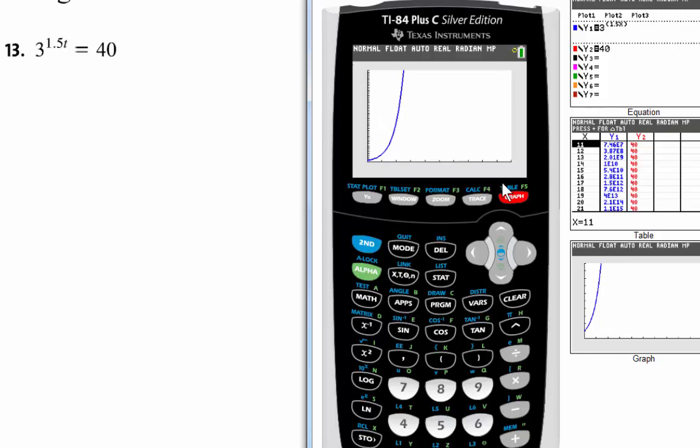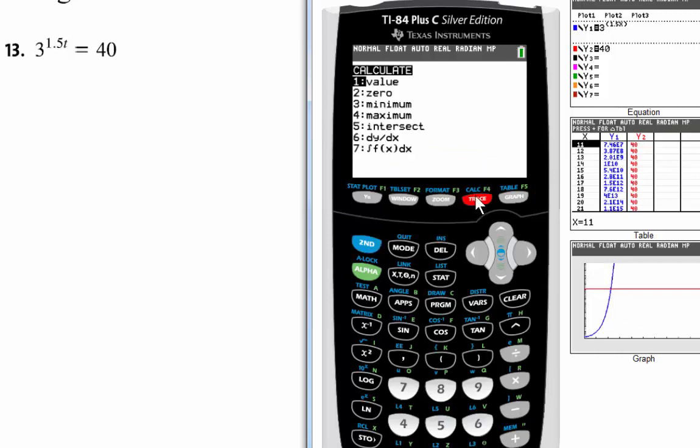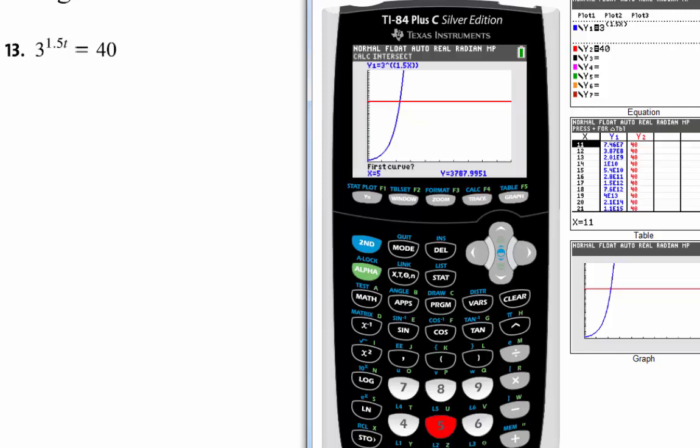There it is. And again, to get the intersection, I'm going to press the second key. I press trace to access this calc menu. I want to calculate my intersection, which is number 5. And first curve, I can press enter. It says second curve, I can press enter. Where do I think my answer is? I know it's somewhere around here. And it says, Mike, the answer to this is going to be 2.2385.